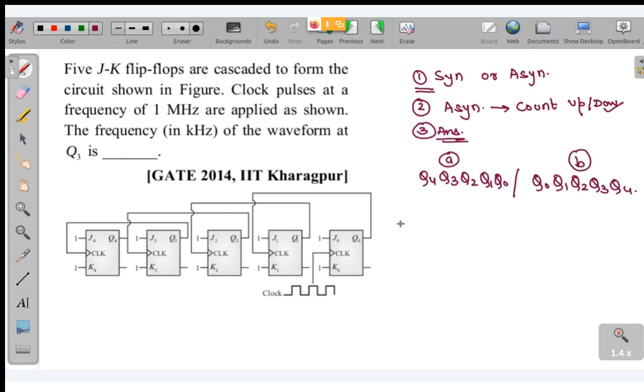See, questions are very simple. The only thing is that you should have understood the concepts properly. If you have understood the concept properly, you will be able to solve all the questions, or else it will look very difficult.